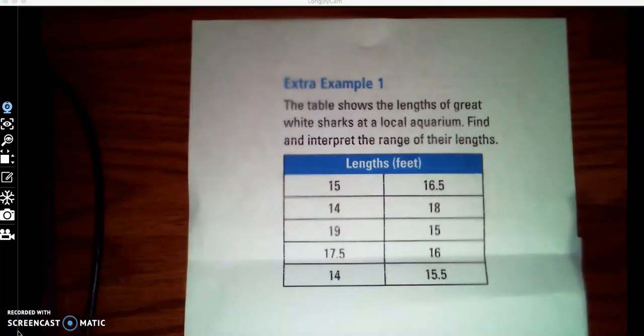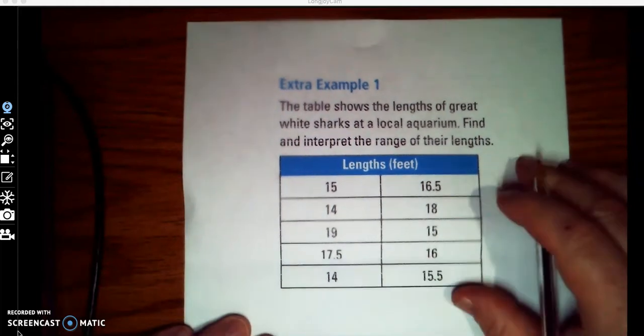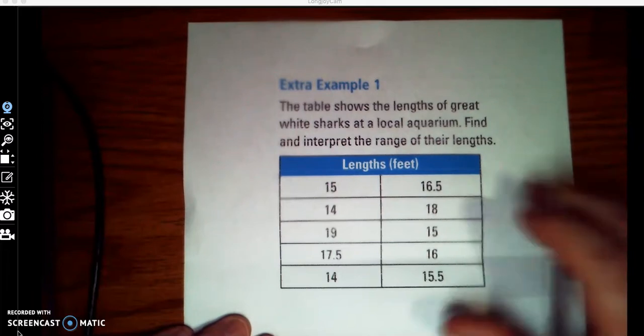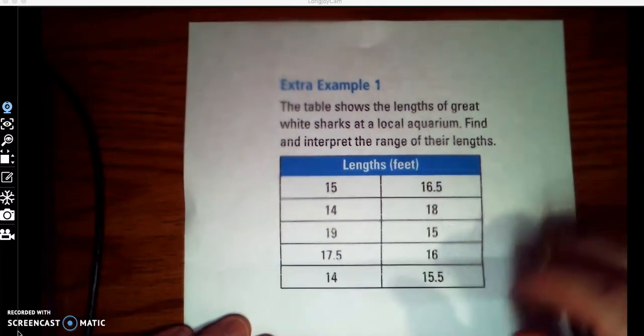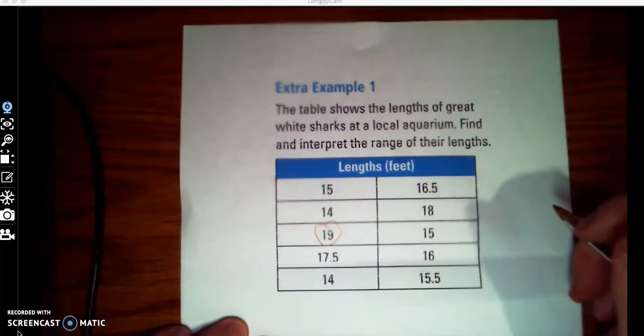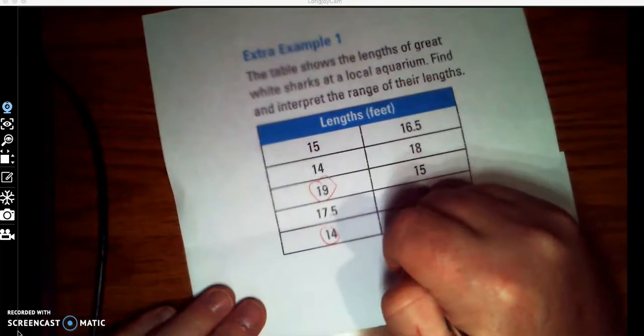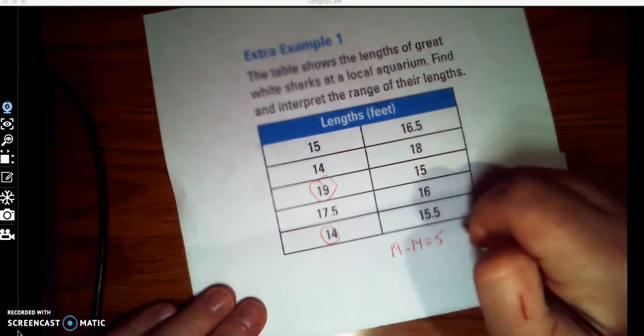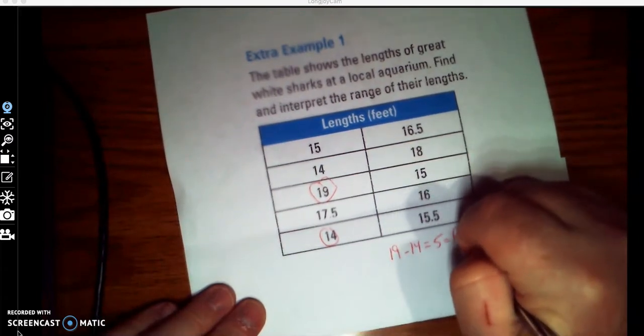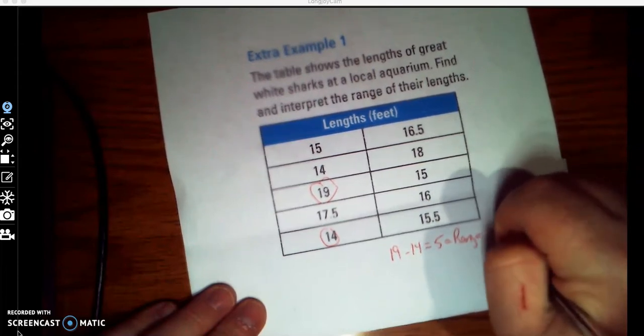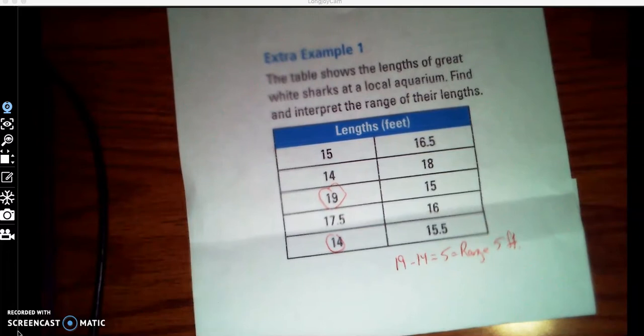Okay, this is another example that wants us to find the lengths of the great white sharks at a local aquarium. Find and interpret the range. Well, let's just follow directions on this one. How do you find the range? Well, you have to find the largest number again. What's the largest number here? 19. What's the smallest number? Looks to be 14. Okay, so simple. 19 minus 14 equals 5. Our range equals 5 feet. Like I said, don't forget your label. That's always an important thing.